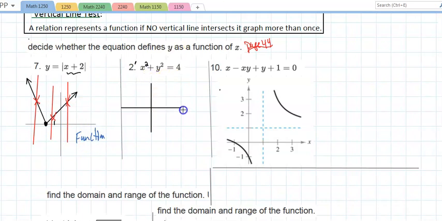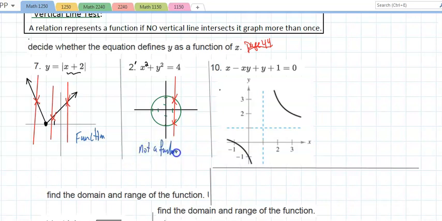And if you look at number 2, that's a circle centered at the origin with a radius of 2. And if you sketch a graph, it looks like this. And what do you notice? Once you put a line, well, you only need one exception. Since that intersects more than once, we say this is not a function. And that's how it works.